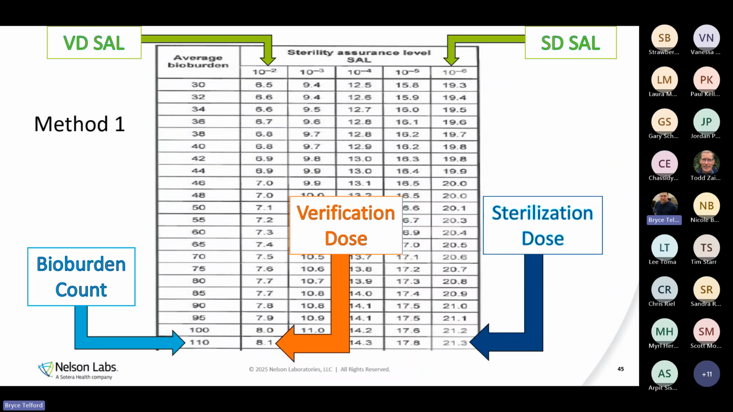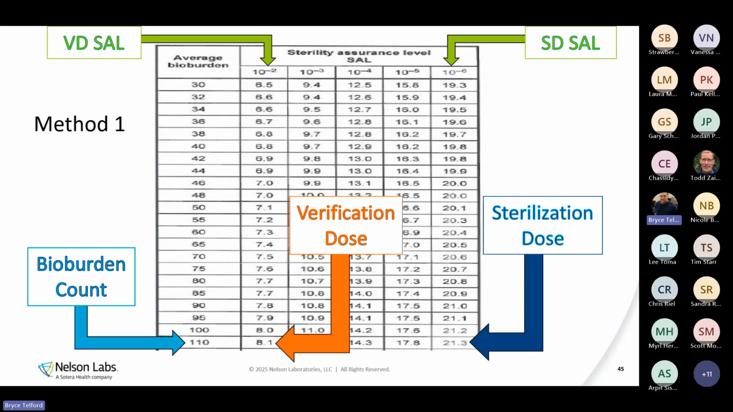So for our previous one at 110 CFU, our bioburden estimate, we had a sterilization dose of 25 kilogray. For method 1, we have a sterilization dose of 21.3 kilogray. So that's one of the other options with method 1, if we're trying to get the dose down, if we're trying to get our radiation exposure down, this is one of the ways that we can do it: instead of doing VDmax, we can do method 1 and we can try and get our sterilization dose down by correlating it closer to our bioburden.